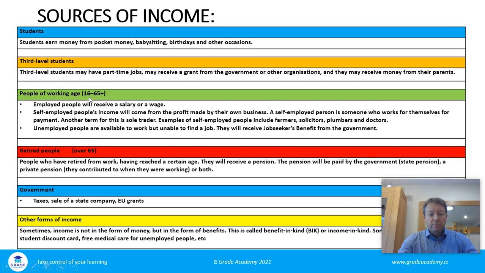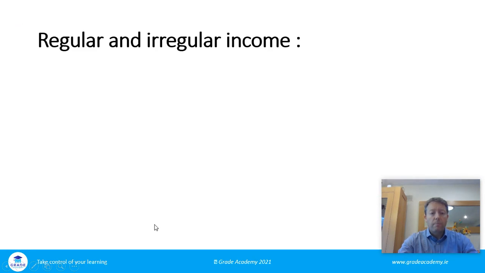People of working age, from let's say 16 to 65, the pension age, will receive a salary or a wage. There are a few other examples of sources of income for working age people. Retired people over 65 get a pension, either from the government or from a private pension. The government also receives different sources of income: taxes, the sale of a state company, and EU grants. And down the bottom, there are other forms of income.